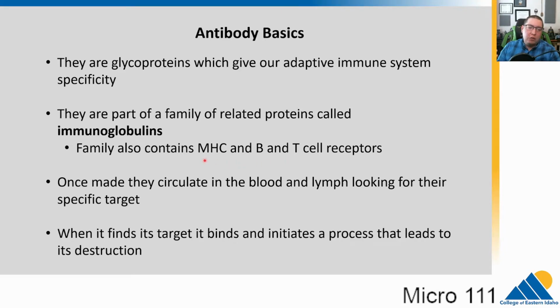The antibodies, when they're made, are going to circulate in the blood and in the lymph, looking for their specific target. When they find that target, they're going to bind to it and lead to the destruction of that target. There are a couple of different ways they can cause that destruction, as we'll see.